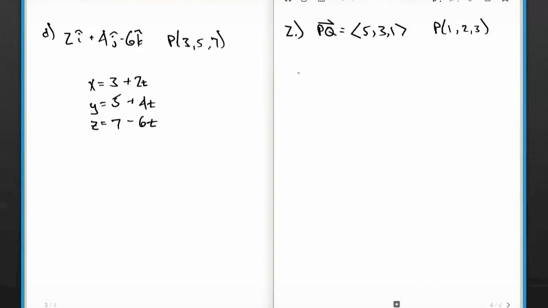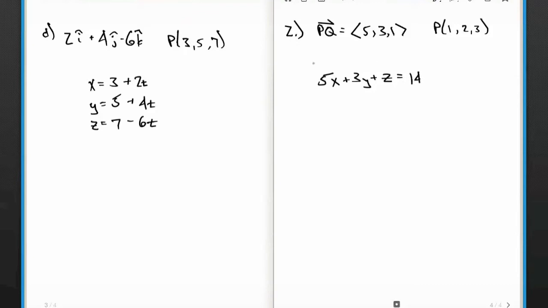Okay. One way to do that is to remember the equation with the normal vector, which PQ is, just the ABC. So I could say that this is 5x plus 3y plus z equals the ABC times my known values here, so it's 5 times 1 plus 3 times 2 plus 1 times 3. So it's 5 plus 6 plus 3 equals 14.